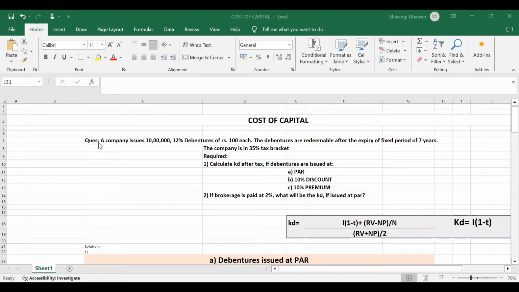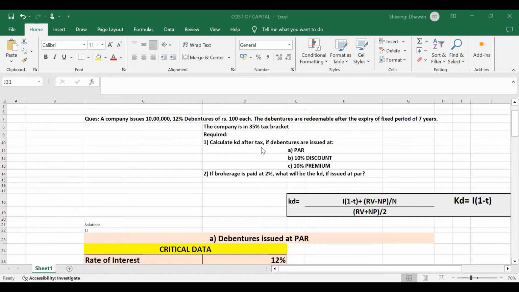So here's a question. A company issues 10 lakh 12% debentures of rupees 100 each. The debentures are redeemable after the expiry of a fixed period of 7 years. The company is in the 35% tax bracket. Required: calculate cost of debt after tax if debentures are issued at par, at 10% discount, at 10% premium, and if brokerage is paid at 2%. What will be the KD, that is cost of debt, if issued at par?